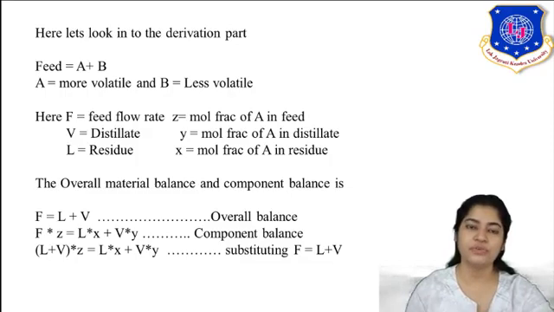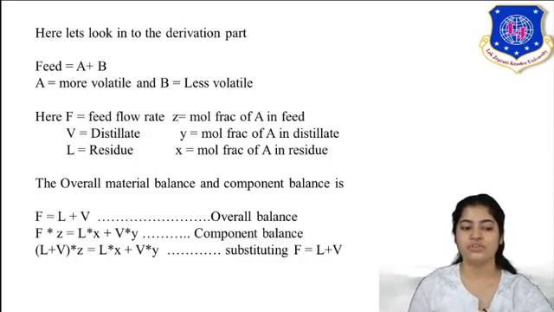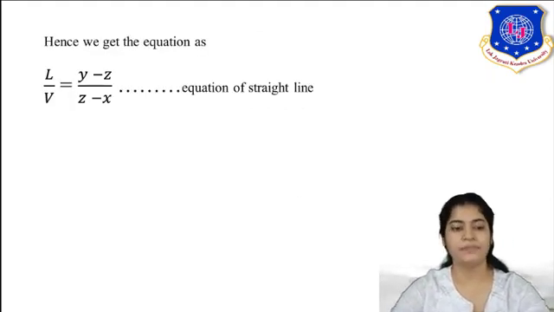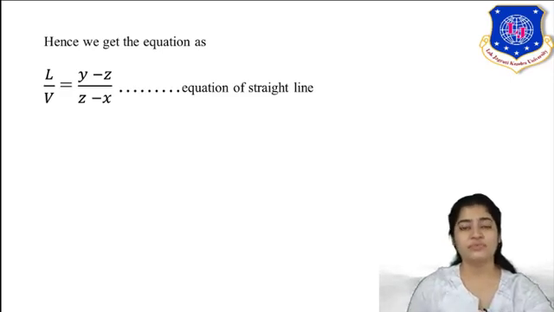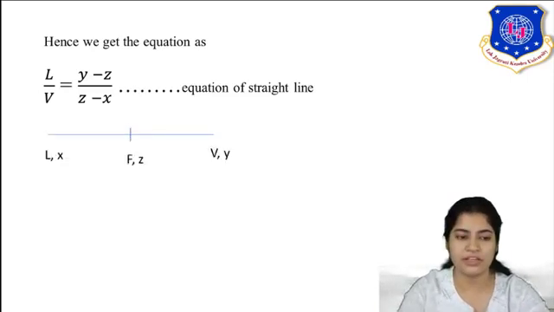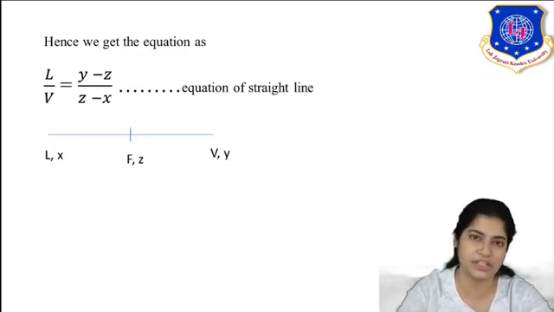Now, further, how will you derive it? Instead of F, I am substituting L plus V. So I got my final equation. Now, solving this equation, L by V is equal to (Y minus Z) upon (Z minus X). This is the equation of your straight line, and I have to remember this. Your L by V is a fraction which you have to learn. You will see further what L by V is.